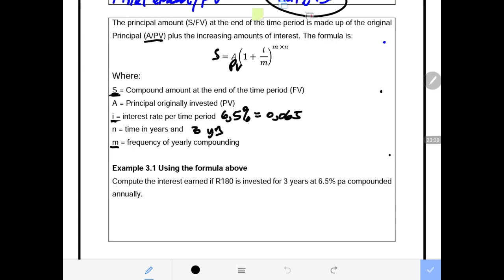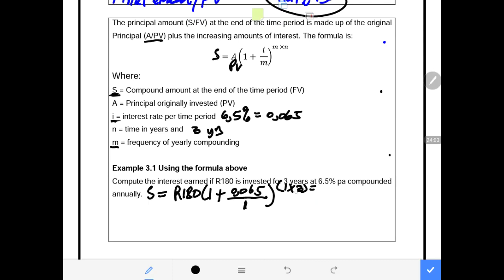So now we say sum accumulated is equal to present value, which is A, times 1 plus 0.065 divided by M. Remember, M is the frequency, meaning how many times the interest is compounded in a year. In this case, our interest is compounded once a year, meaning annually, and there's only 1 year in 1 year. Our M is 1, times N, and our N is 3. That means 1 times 3 will give us 3. So if you want, you can just write 3. That will not be a problem.